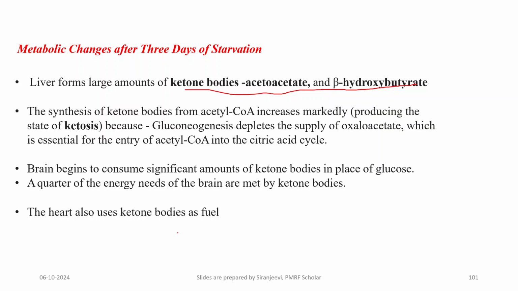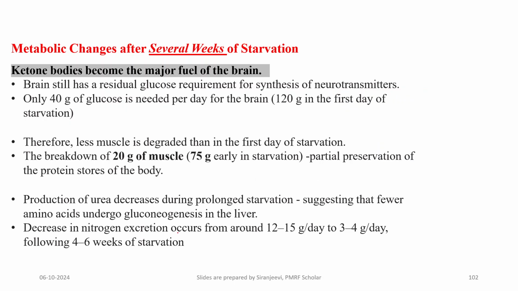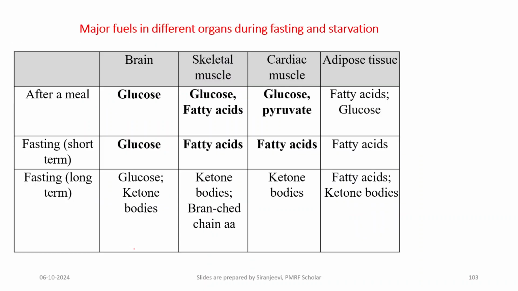The heart also uses ketone bodies as a fuel. And after several weeks of the starvation, the ketone bodies become the major fuel of the brain as well as in the other cases. Usually, the per day need of the brain would be 120 gram of blood glucose, whereas after 2 to 3 weeks of starvation, it will become 40. The same goes for the muscle, so it will require only 20 gram, whereas in the well-fed state, it needs 75 gram. So a decrease in the nitrogen excretion occurs from 20 to 15 gram per day to 3 to 4 gram per day, following 4 to 6 weeks of starvation.